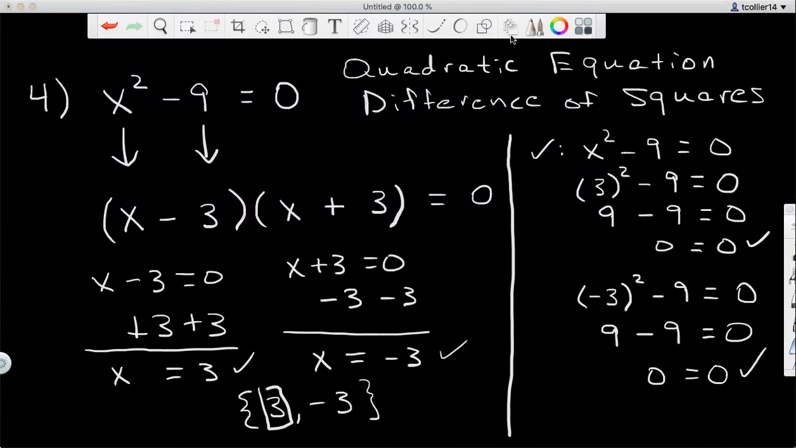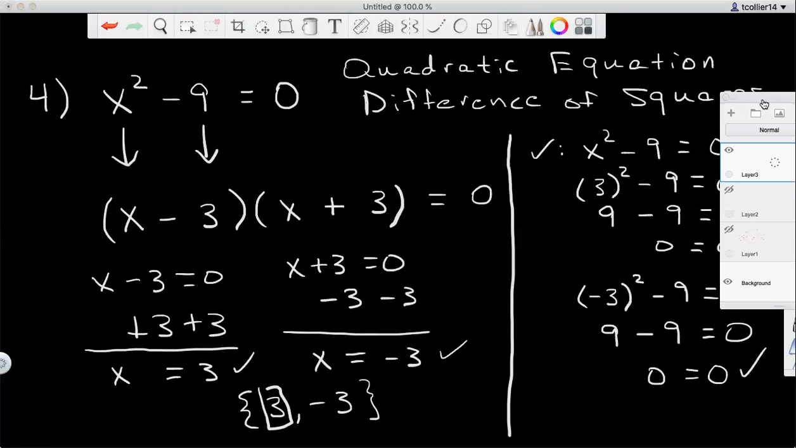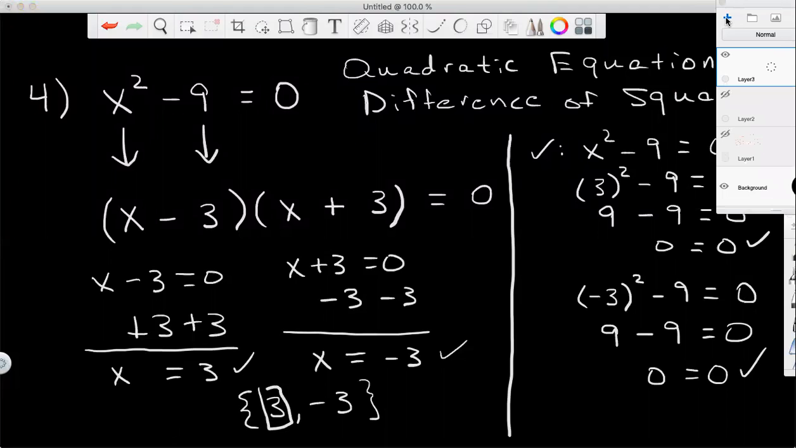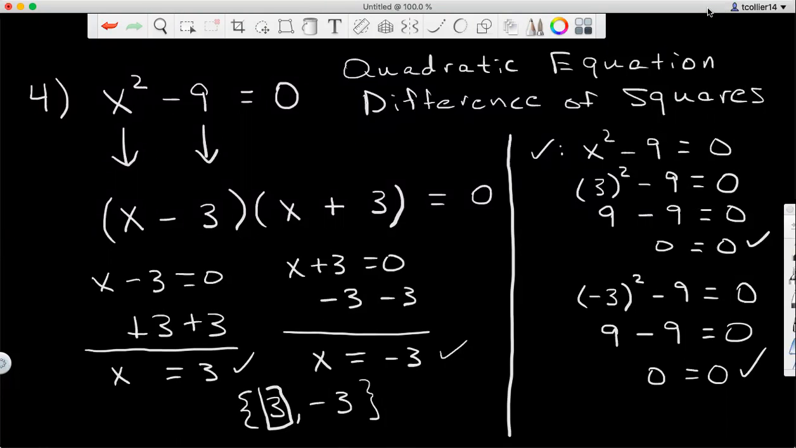Let me get a new layer going. Okay. All right. I'll leave this up there for a few seconds and we'll do number 5.